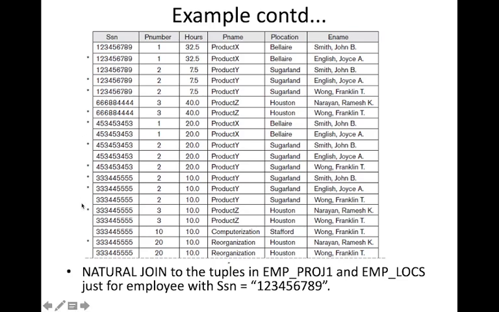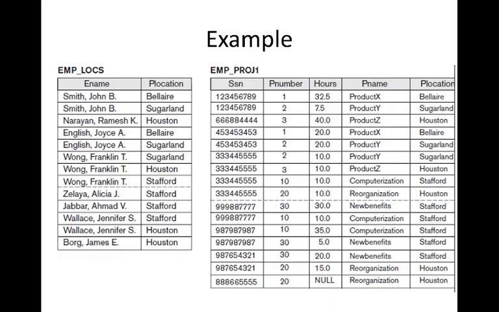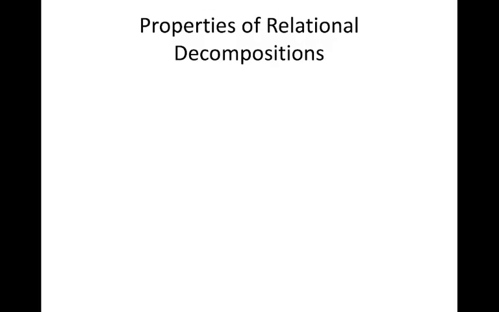Such kind of spurious tuples should not be generated when we decompose. This happened because when we decomposed into these two relations, the decomposition does not satisfy the lossless join property. We have already seen what lossless join and lossy join are. So this decomposition is not satisfying the lossless join property. So that is about the lossless join property.